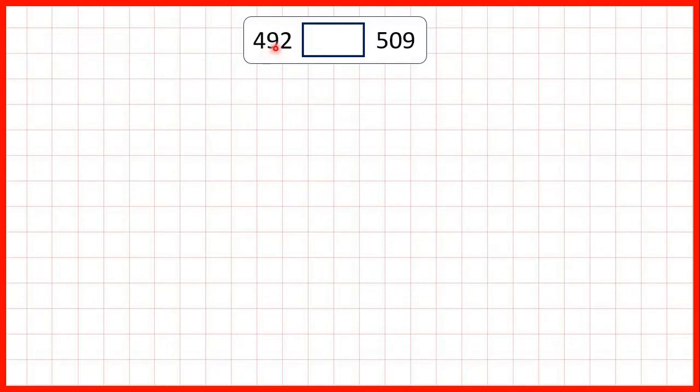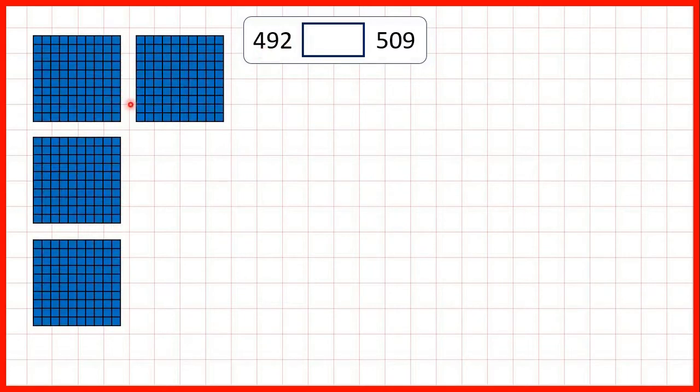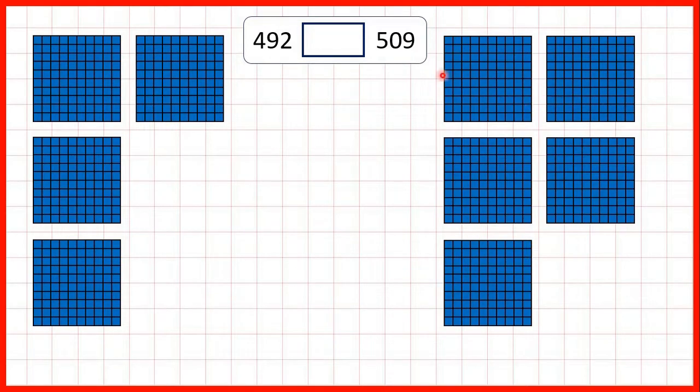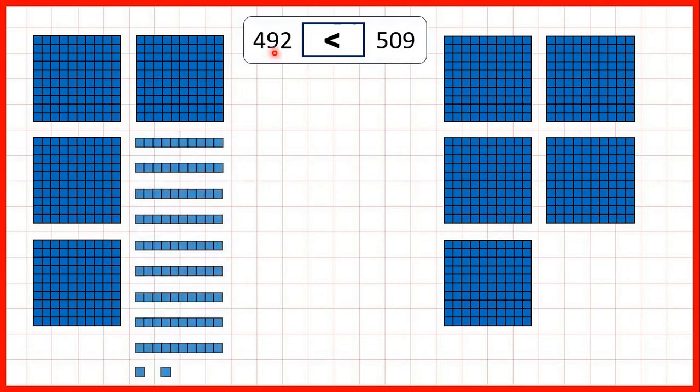Then we had 492, so that has 4 hundreds, and 509, which has 5 hundreds. So because 509 has more hundreds, we know that it's larger. 492 is less than 509. Now it doesn't matter that with 492 we have 9 tens and 2 ones, and with 509 we don't have any tens and just have 9 ones, because even all of these tens and ones together add up to less than just one of these 100 blocks.